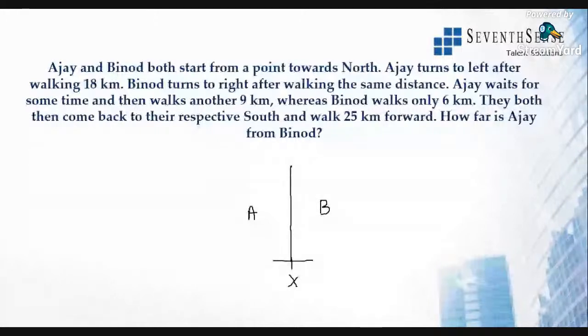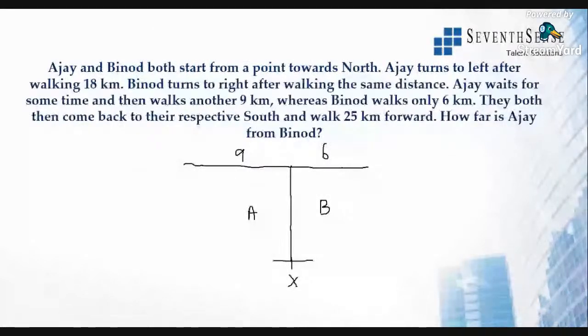All right. Then what are they telling? Ajay waits for some time and walks 9 kilometers. So from here it is 9 kilometers towards west by Ajay. All right, 9 kilometers by Ajay. Now what are they telling? Binod just walks 6 kilometers. All right, this is 6.